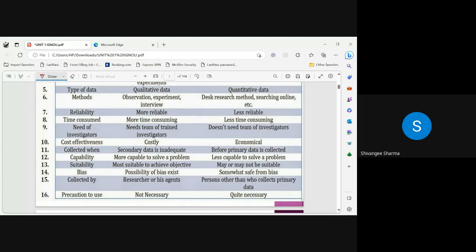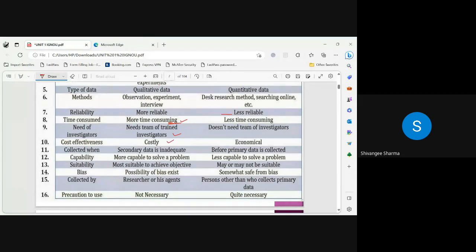It is more reliable as compared to the secondary data. Yes, it is a time consuming method, right? Because if you want to collect the data of all the customers using, suppose, Dettol original soap, then you need to reach every customer through mail or something. That will be very time consuming, but it is original and many times it is required also. Then it needs trained investigators; if you want to collect primary data, you need trained personnel.